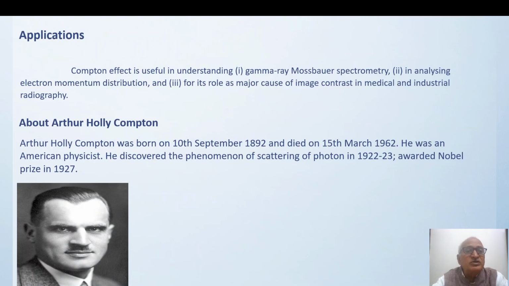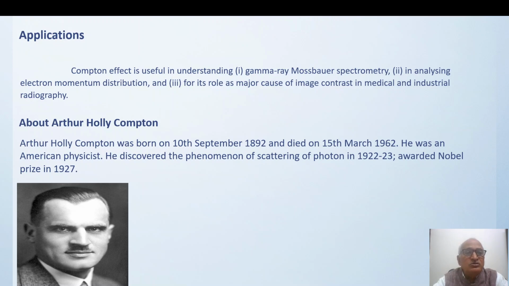So this was about Compton effect. Regarding applications of Compton effect, it is applied in most fields, physics, chemistry, especially in medical imaging, and in understanding electron momentum distribution, in understanding Mossbauer spectrometry, also called gamma ray spectrometry. So the phenomenon of Compton effect has been immensely used in various fields. I repeat, gamma ray Mossbauer spectrometry in analyzing electron momentum distribution, and for its role as major cause of image contrast in medical and industrial radiography.